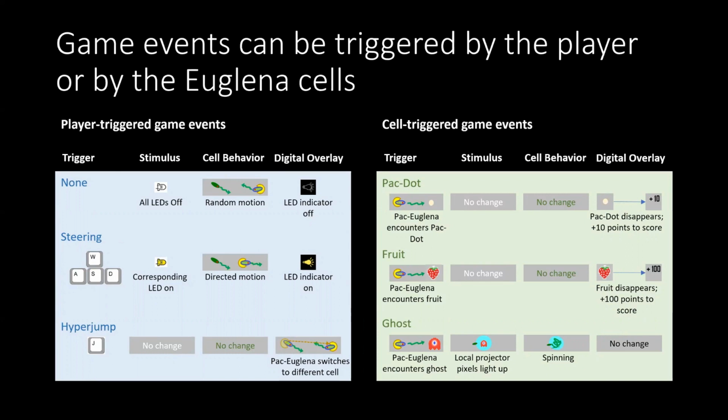So if you wanted the Euglena to move down, for example, you'd press the S key, and the LED on the top side of the screen would light up. Note that because of response variability in the cells, some cells may not cooperate and move in different directions from what the player intends. The hyperjump is also triggered by the player by pressing the J key. On the right are all the events triggered by the Euglena cells via cell tracking. They collect Pac dots and fruits for points and can interact with the ghost.